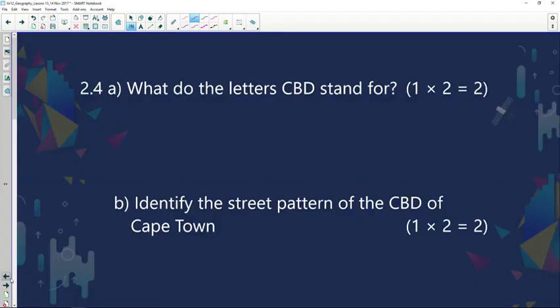What does the letter CBD stand for? That's quite easy, we've done it for a while. Central Business District.